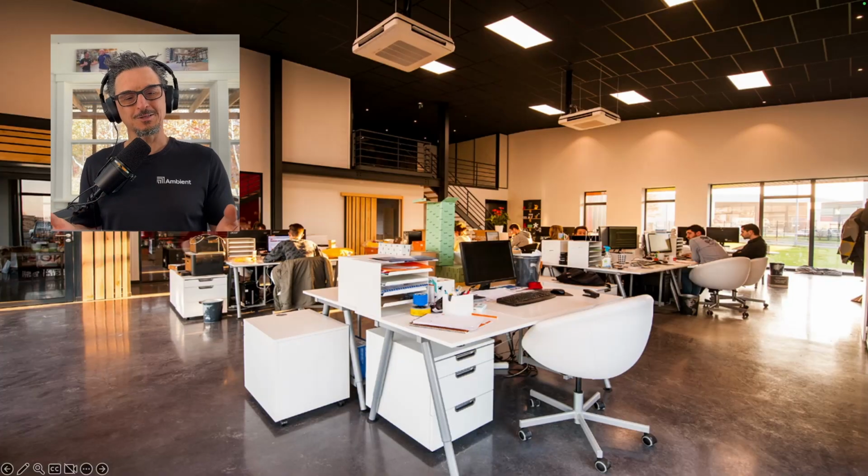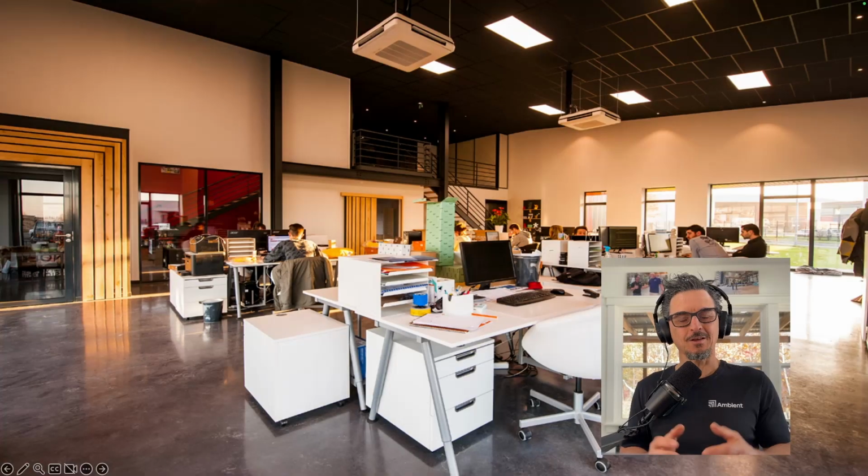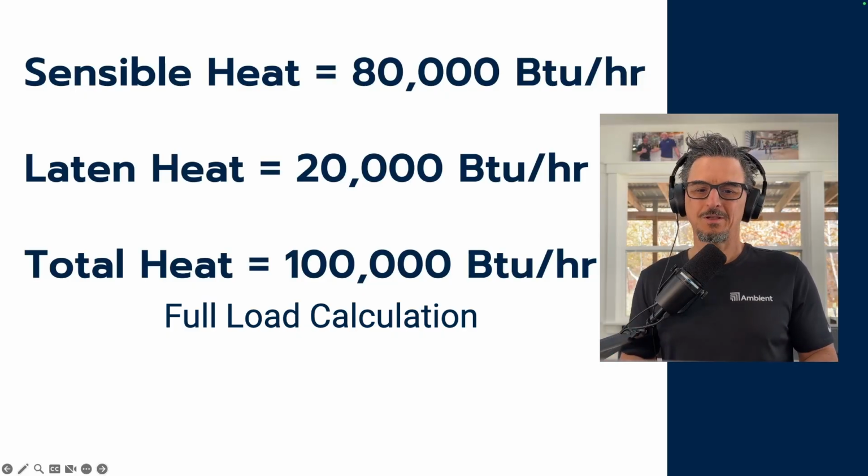So let's take this general office space as an example, and let's say you took out your favorite load program and calculated the load on this space, taking into account all the people, the total sensible, and the total latent load that would happen in this space during full load and part load conditions. Okay, you've run your building load, your sensible heat comes out at 80,000 BTUs per hour, your latent heat comes out at 20,000 BTUs per hour, so your total heat load on this space is 100,000 BTUs per hour.